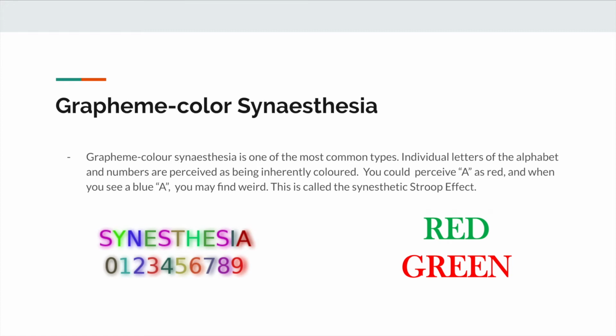Grapheme color synesthesia is one of the most common types. Individual letters of the alphabet and numbers, or even musical notes, are perceived as being inherently colored. You could perceive letter A as being red and become used to this, and then when you see a blue A, you might find it weird. This is called the synesthetic Stroop effect.